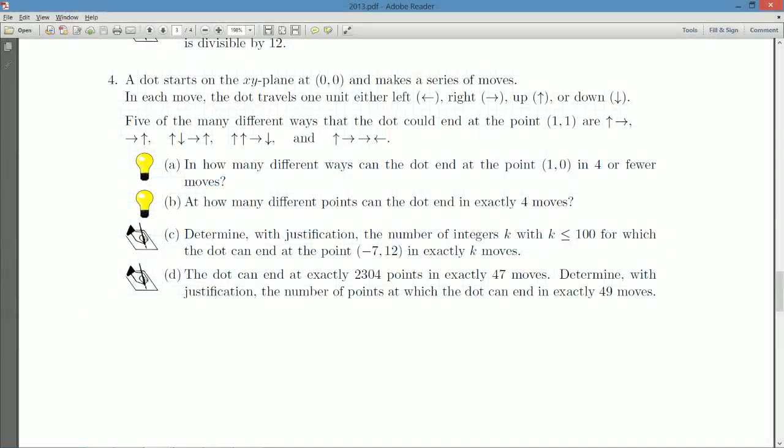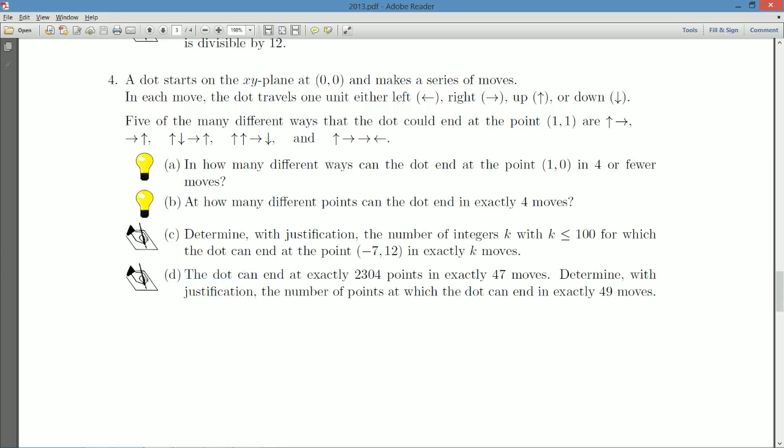All right, now part D. The thing that we sort of worked out, that extra little bit after part B, that in n moves you can get to exactly (n plus 1) squared locations. That's going to make D a breeze. So the dot can end in exactly 2304 points in exactly 47 moves.